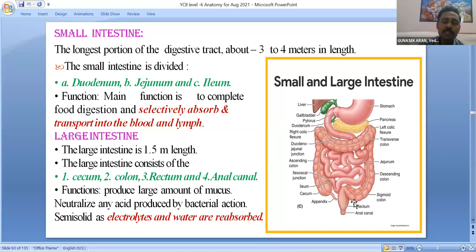Now, you already know about some yogic kriyas, which you already studied in level 3. Satkriyas, you know very well.